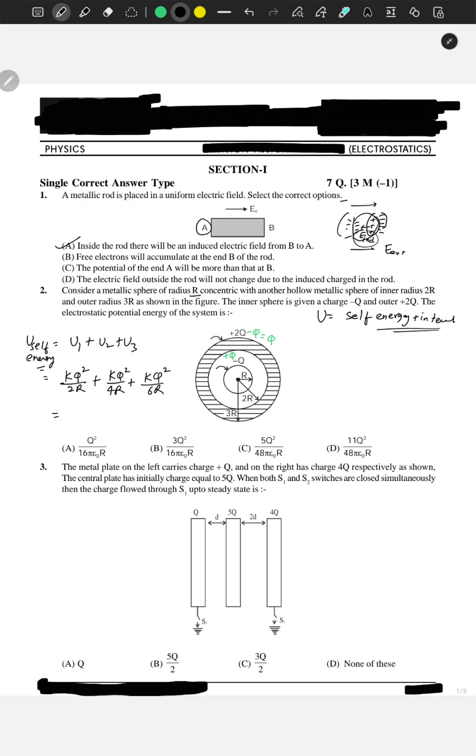Now if you solve these three, you will get 11 by 12 kq square by r. It's simple mathematics, you just solve it here. Now this is the self energy.